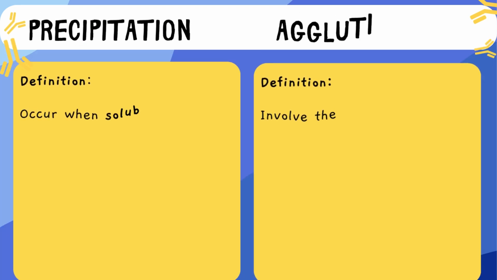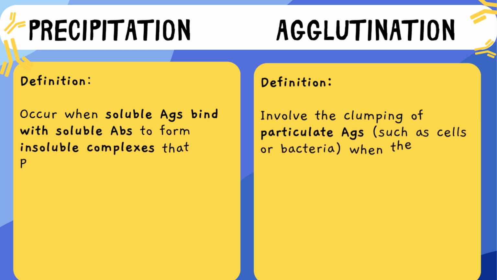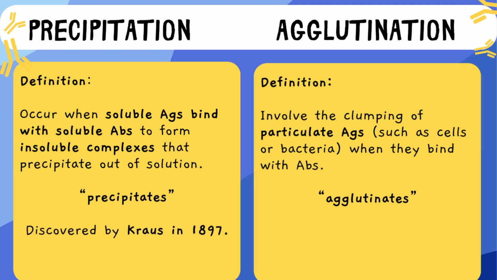So, what's the difference between precipitation and agglutination? If we're talking about soluble antigens binding to soluble antibodies and the products are insoluble complexes, that's precipitation. Hence, we can hear the word precipitates, and discovered by Kraus in 1897. How about agglutination? Agglutination is really more on particulate antigens binding with antibodies, and hence we can hear the word agglutinates.